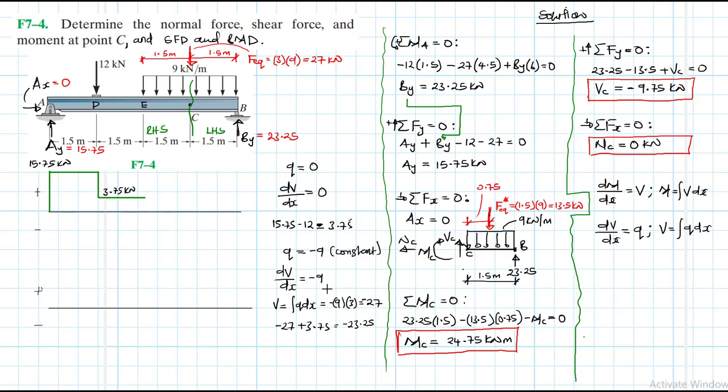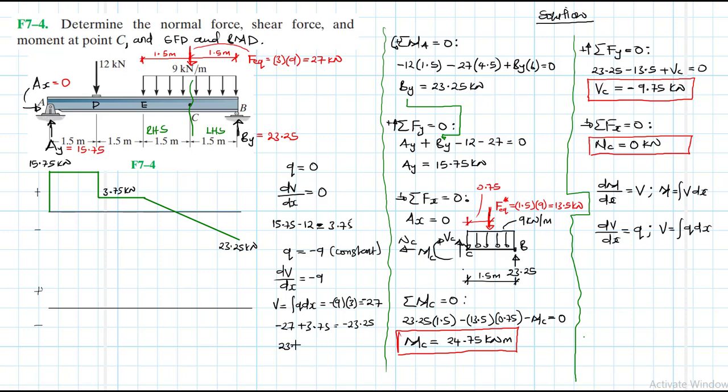So what did we say the slope was? Negative and constant. So this is going to be a straight line from this point there up to somewhere there. And this point here is minus 23.25 kilonewtons.